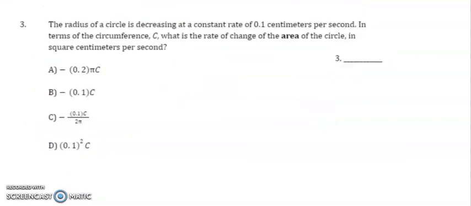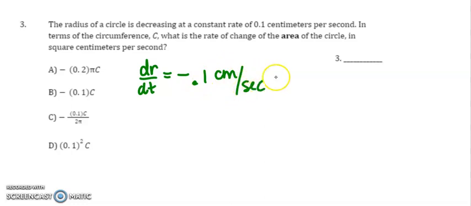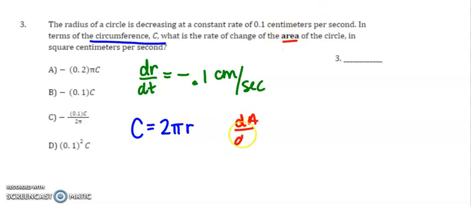Last multiple choice. The radius of a circle, dr/dt, is decreasing at a constant rate of 0.1 centimeters per second. In terms of the circumference c, well, the circumference of a circle is 2 pi r, the perimeter, the distance around. What is the rate of change of the area, dA/dt, is a mystery. We don't have a later moment, but let's think about why we don't have a later.